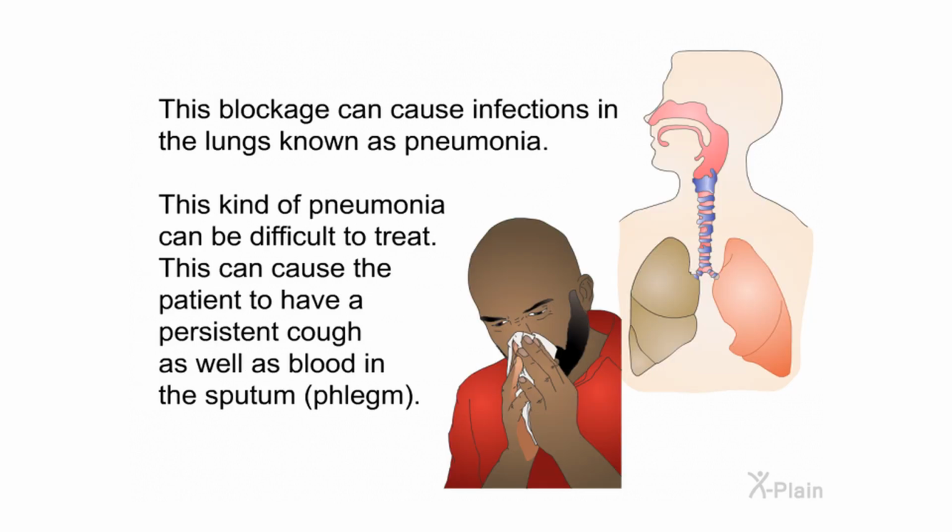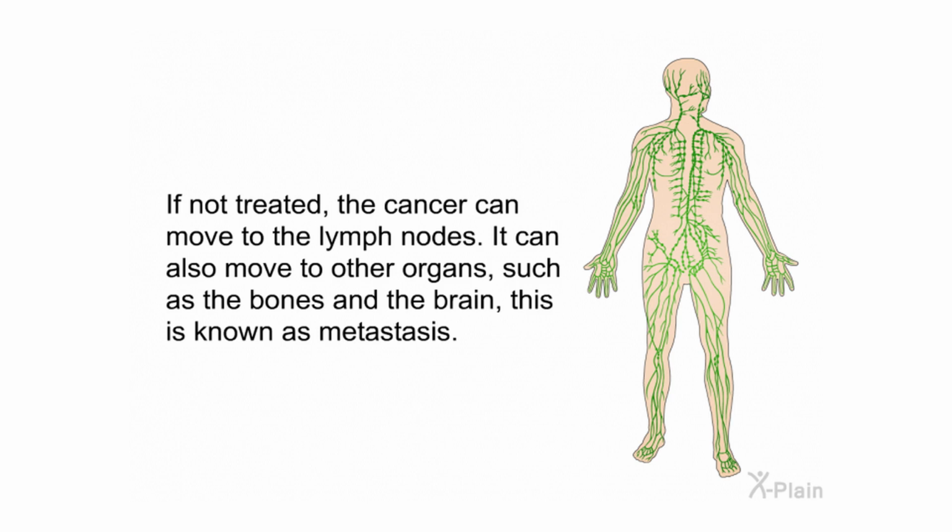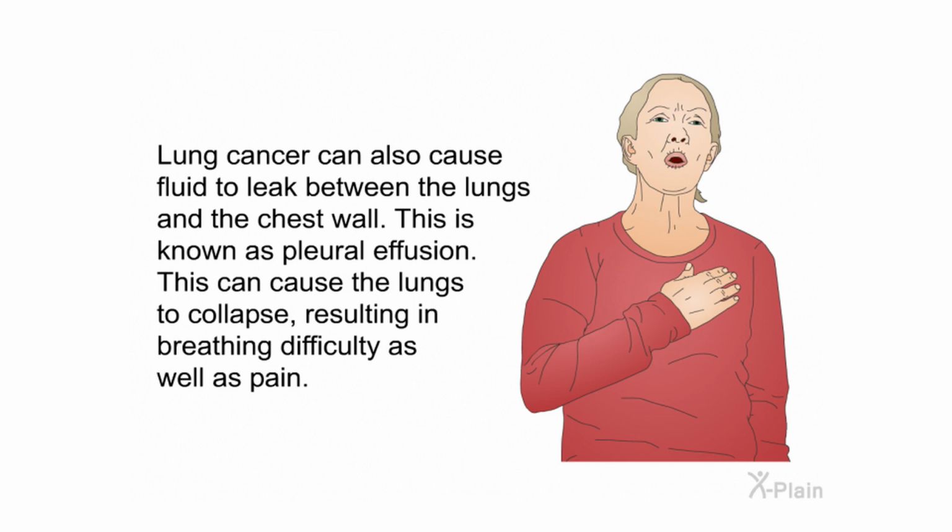This blockage can cause infections in the lungs known as pneumonia. This kind of pneumonia can be difficult to treat. This can cause the patient to have a persistent cough as well as blood in the sputum or phlegm. If not treated, the cancer can move to the lymph nodes. It can also move to other organs such as the bones and the brain. This is known as metastasis. Lung cancer can also cause fluid to leak between the lungs and the chest wall. This is known as pleural effusion. This can cause the lungs to collapse, resulting in breathing difficulty as well as pain.